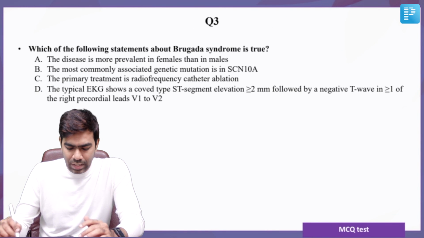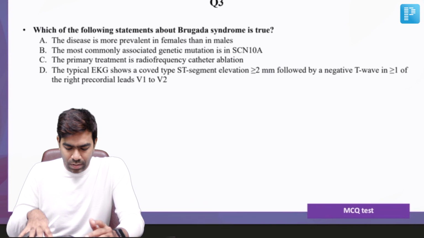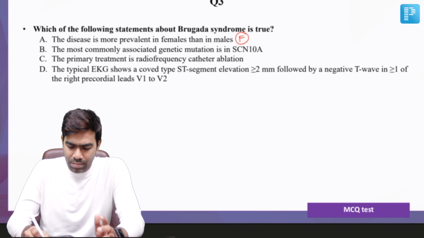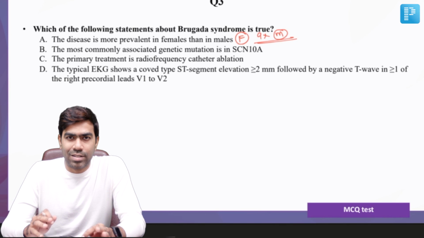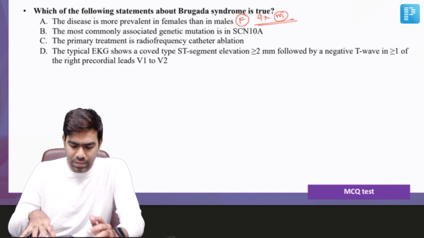Now going to question number 3. Which of the following statements about Brugada syndrome is true? So the disease is more prevalent in females than males. That is a false statement because the disease is 9 times more prevalent in males compared to females. And one more interesting thing is the fact that schizophrenia patients have a higher incidence of showing Brugada pattern. We don't know the specific reason for that.